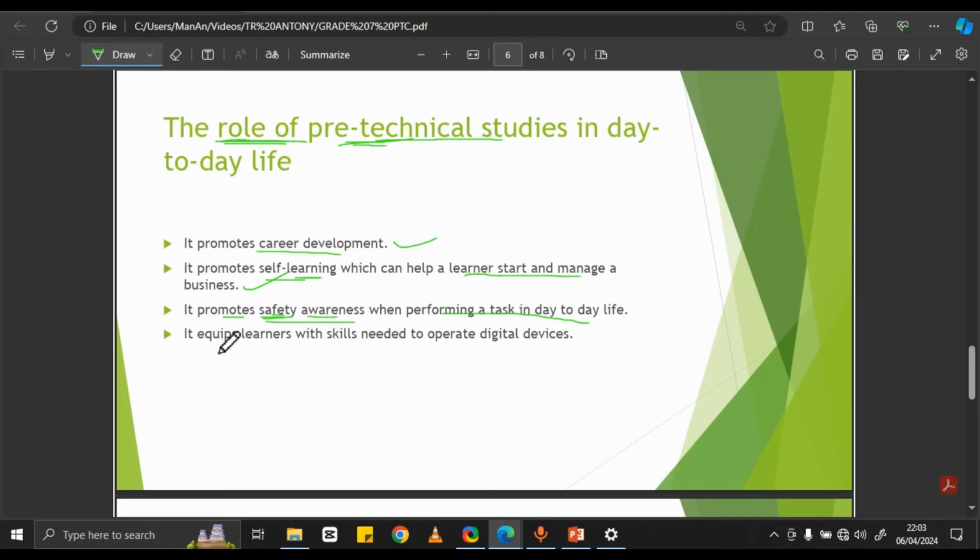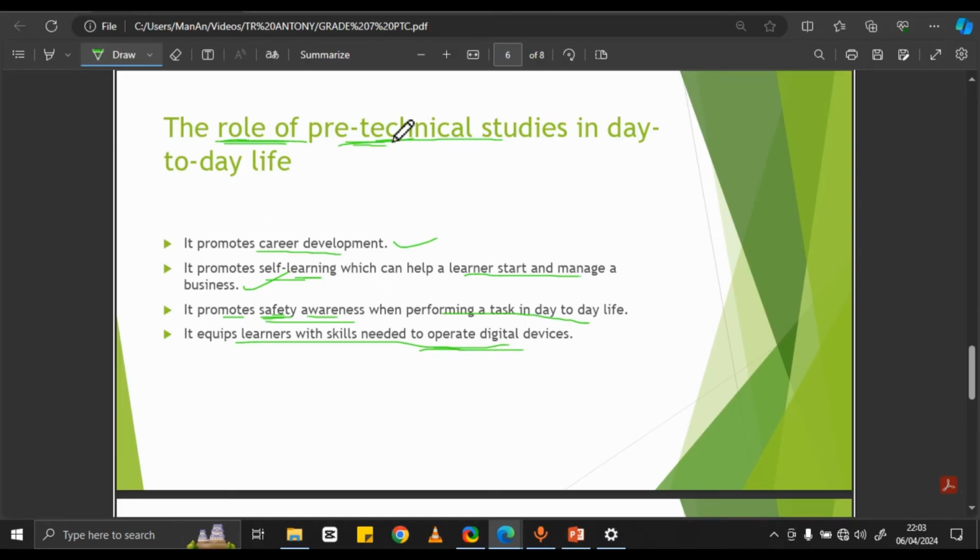Another thing is pre-technical studies equips learners with skills needed to operate digital devices. Of course, when you learn some computer knowledge, the use of computers, you'll be able to operate those digital devices, the computers, to perform a task, okay?